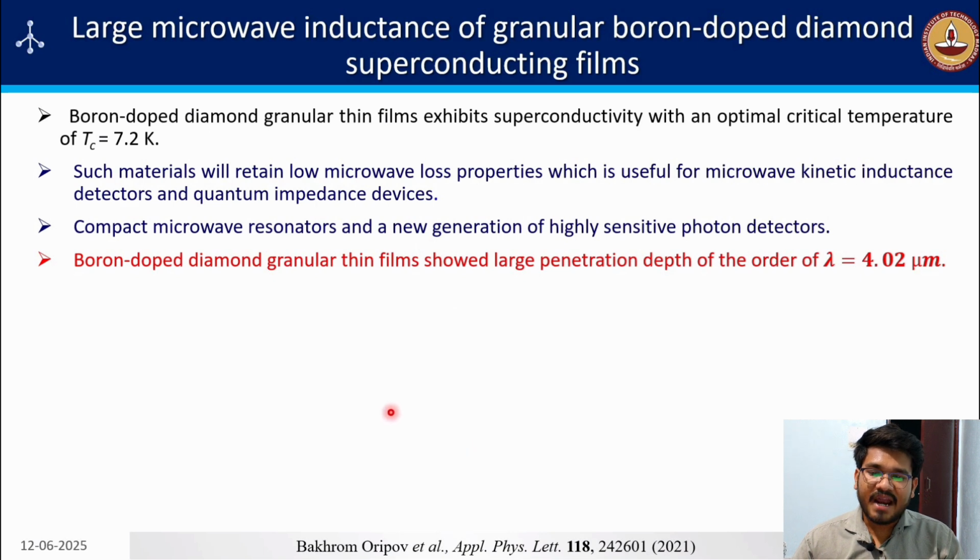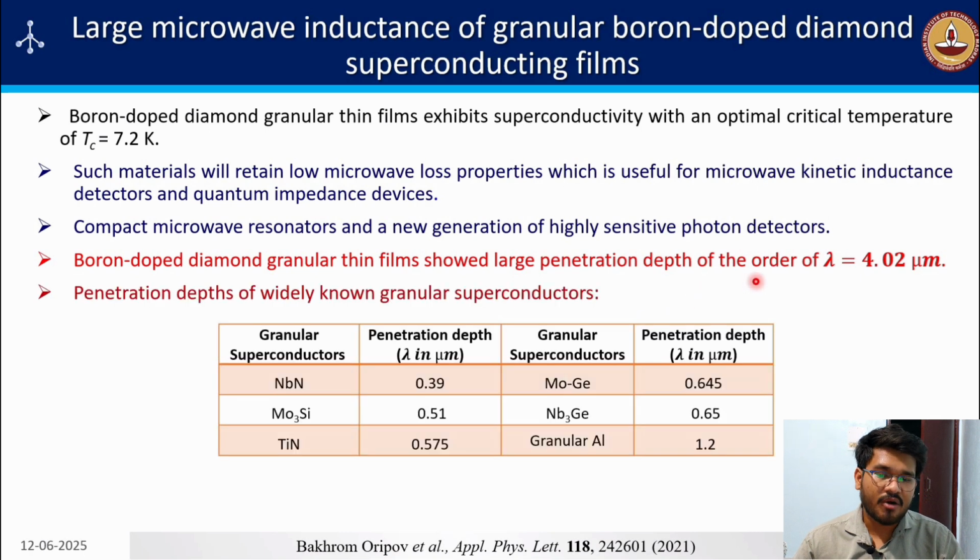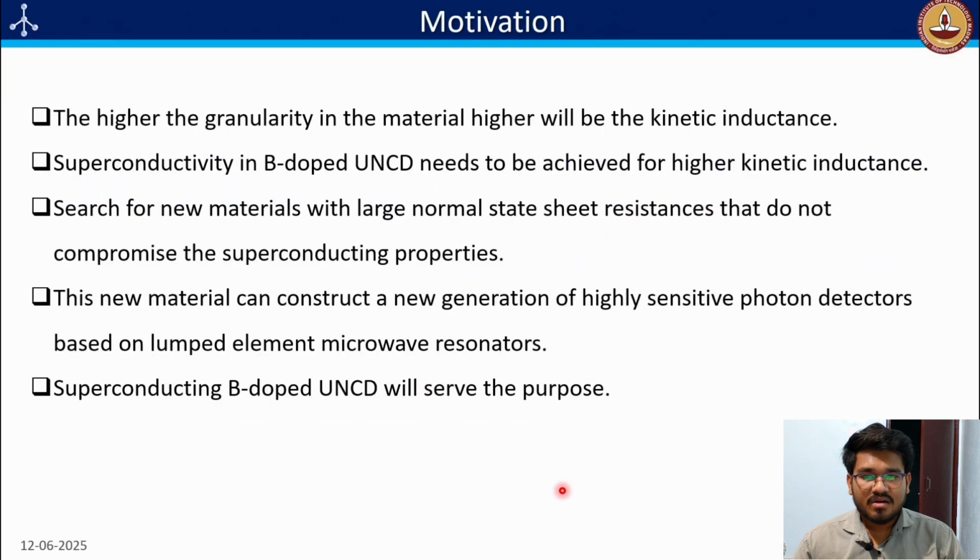This boron doped granular thin film showed a large penetration depth, of the order of lambda equal to 4.02 micrometer. And if you compare other known materials, this is a four times jump, not four orders, four times, compared to granular aluminum, which is 1.2 micrometer. So that is the scientific motivation of this work, to have a UNCD superconducting film.